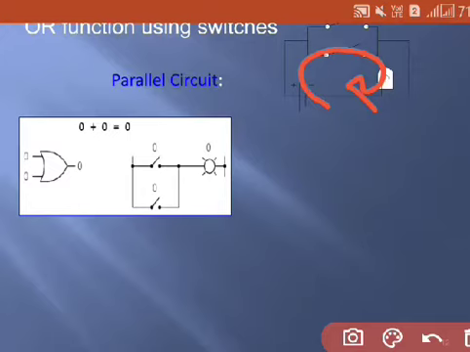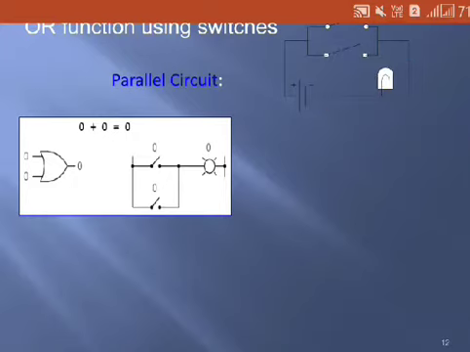So when there is no current flow, the corresponding lamp will not glow. Whenever the lamp is not glowing, you can assume the status of the output as logic 0. That means the lamp is turned off. Off state means you can consider it as logic 0. So for 0 and 0, 0 plus 0, you will be getting logic 0. When the two switches are open, the lamp is off, so the output is also 0.